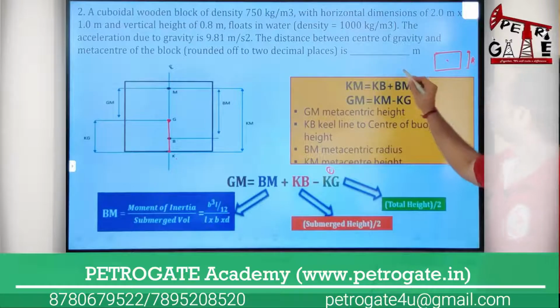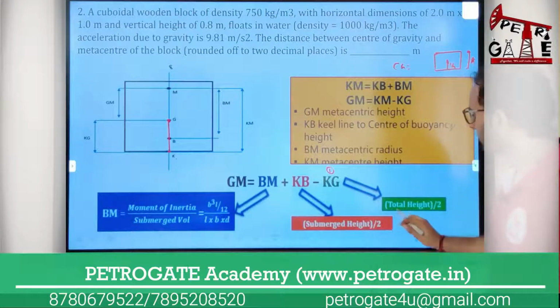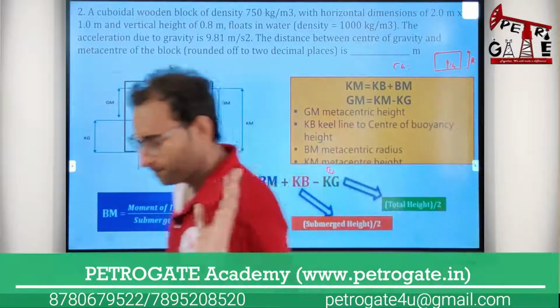So it means your center of gravity will be half of h, h by 2. This is your total h, this is your h by 2. So no problem, total height by 2 you will get the center of gravity. It's very simple, no problem.